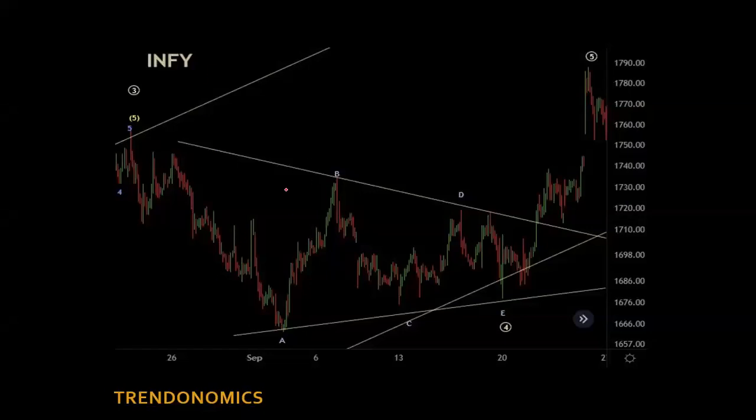So this is the 30 minute chart of Infosys, and we spotted a triangle in a wave 4 position. And after you spot a triangle, you know there is going to be a wave 5 thrust higher, and you also know after the fifth wave there is going to be a dramatic reversal lower. So let's look at how it actually unfolded on the real time charts.